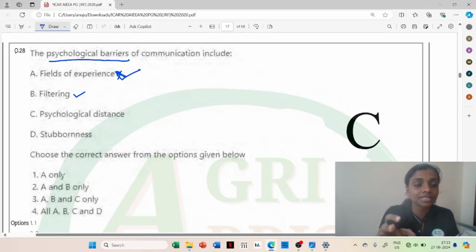Not every message conveyed by the communicator will be received by me. So that can also be considered a psychological barrier. Third one is psychological distance. Psychological distance is a broad term, which means any disparity in the psychological level of the communicator and the receiver can result in psychological distance, which means there might be some differences in ideology.